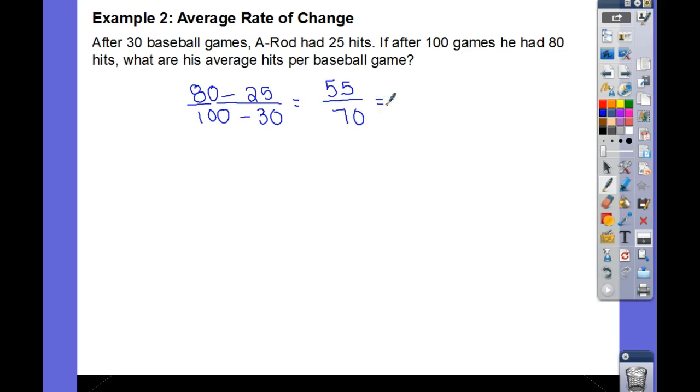So he's averaging 55 hits in 70 games, which is an average of 0.7857 hits per game, which means roughly 78.6% of the time he hits the ball in a game. Not per bat, per game. There's a difference.